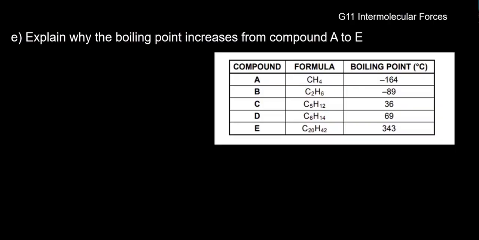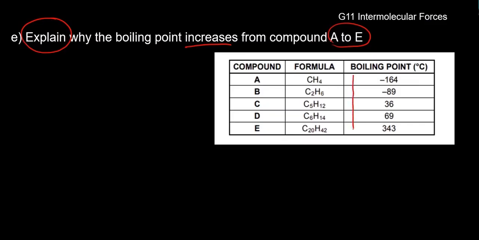Right, we are now going to use our reasoning and our words to answer this next question. So let's look at it. Explain why the boiling point increases from compound A to E. Now this kind of question could be worth 3 marks, it could be worth 4 marks. So we've got to put down all the facts and be quite clear about them.